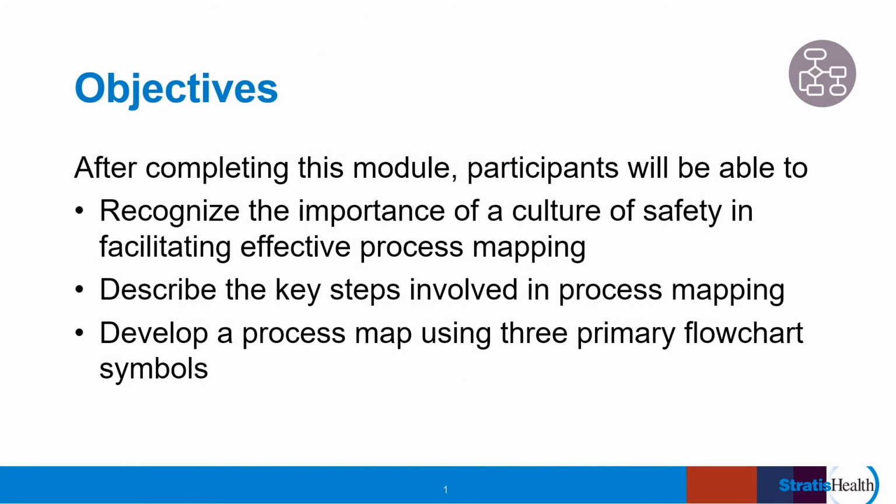In the previous module, we talked about what process mapping is and how it can be a helpful tool in quality improvement. After completing this module, participants will be able to recognize the importance of a culture of safety in facilitating effective process mapping, describe the key steps involved in process mapping, and develop a process map using 3 primary flowchart symbols.